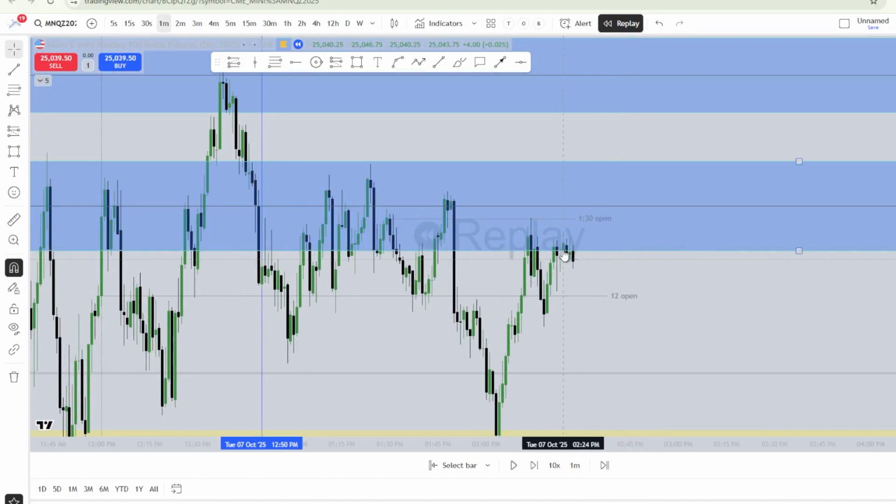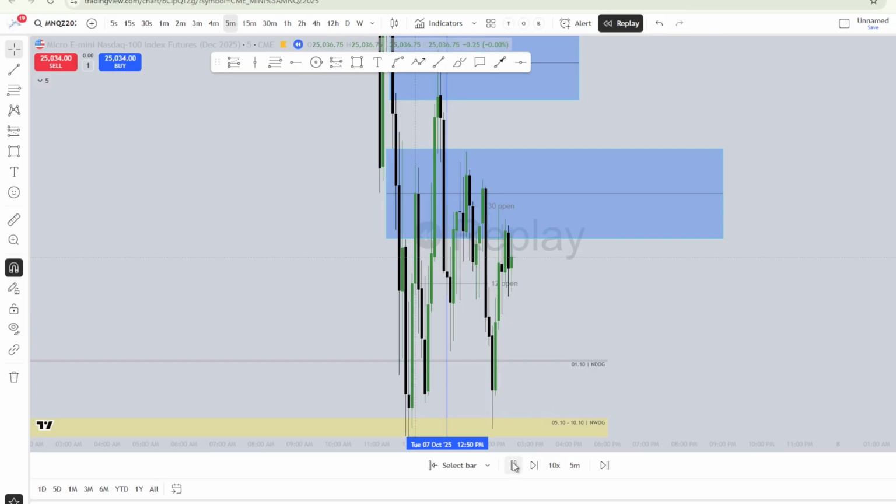So let's see if we get a stop hunt above here. But if I was still in this trade, I would be looking out for that. Let me go further. Let's see. 1 minute. There we go.